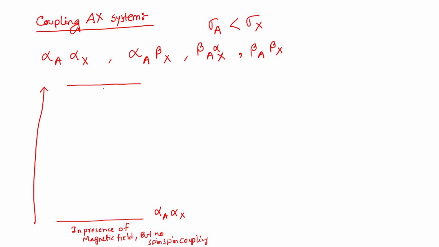What about beta A, beta X? That would be similarly unstable as alpha A, alpha X are stable, so they are the two extreme ends. What about the ones in between, alpha A beta X and beta A alpha X? Are they going to be degenerate, or are they going to have different energy? In this case, the condition that sigma A is less than sigma X is actually going to play a big role.